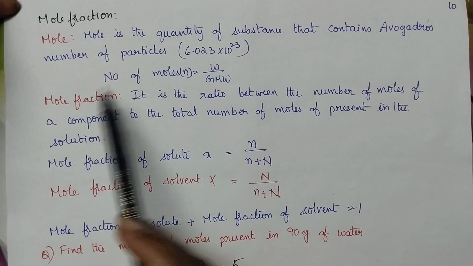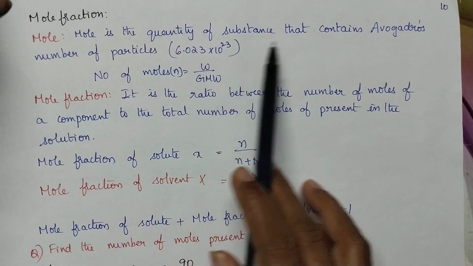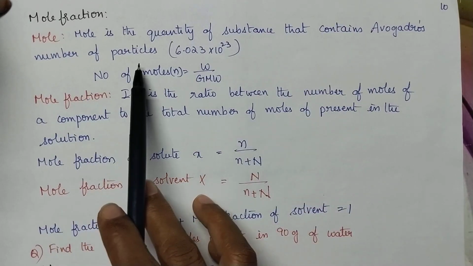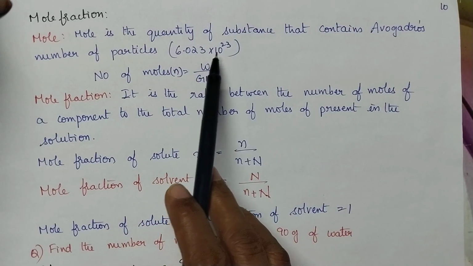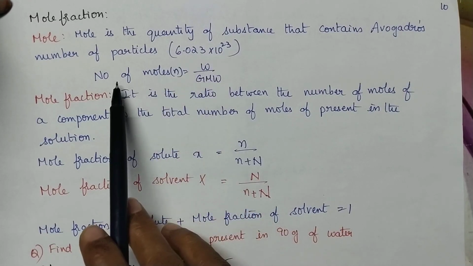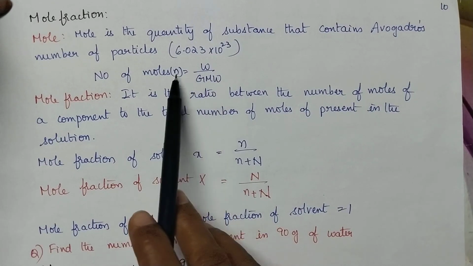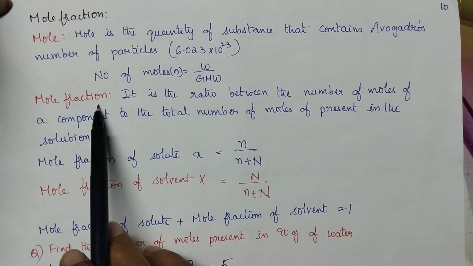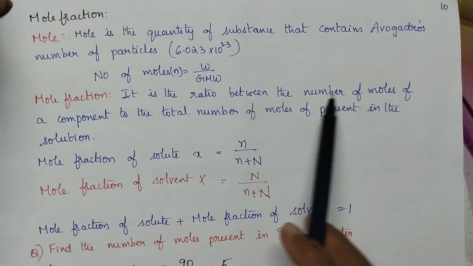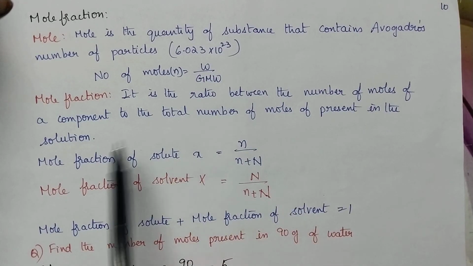Before knowing about mole fraction, one should know what is meant by a mole. Mole means the quantity of the substance contains Avogadro number of particles. So what is the value of Avogadro's number? It is 6.023 into 10 power 23. Then how to calculate number of moles? Always weight by gram molecular weight gives number of moles. And coming to the mole fraction, it can be defined as the ratio between the number of moles of a component to the total number of moles present in a solution.